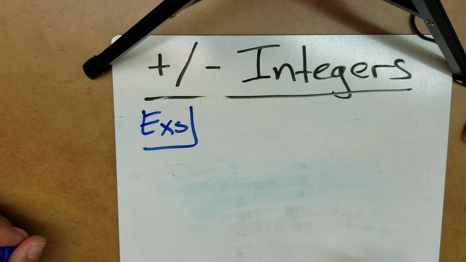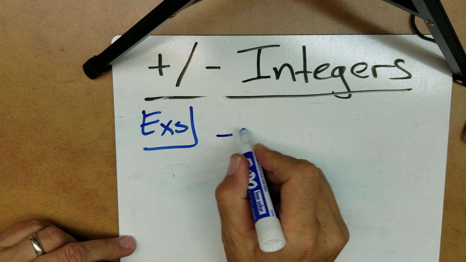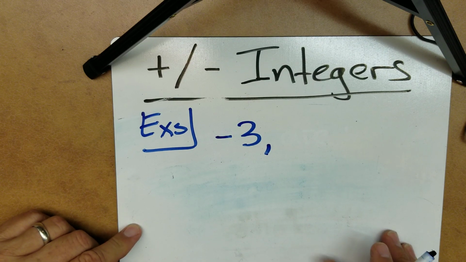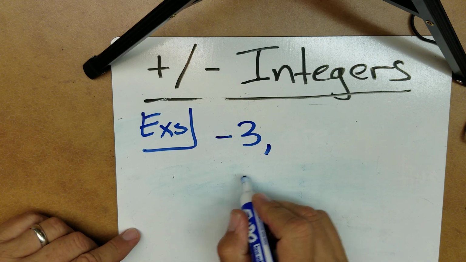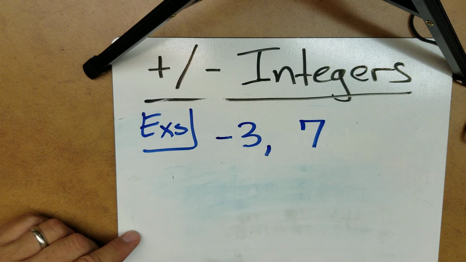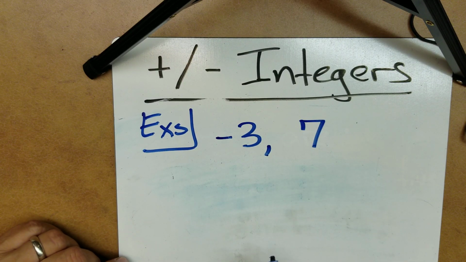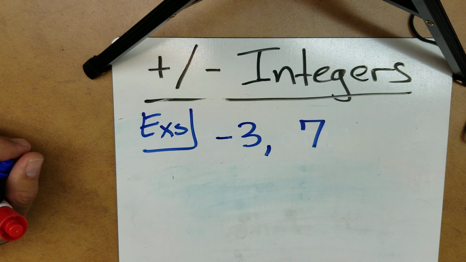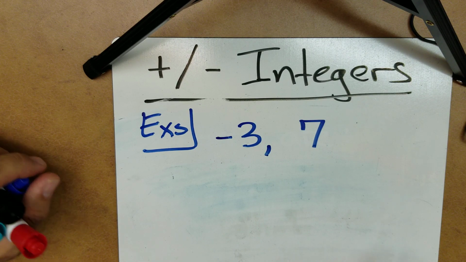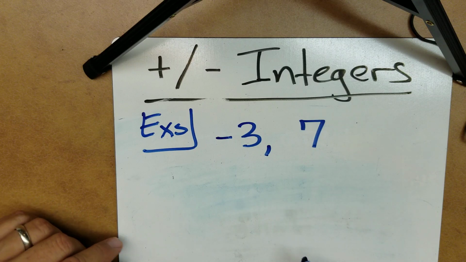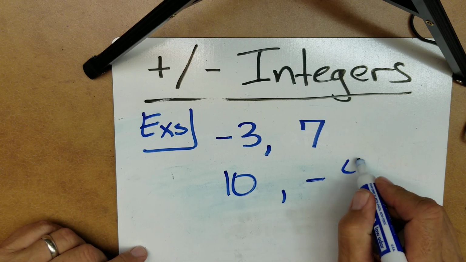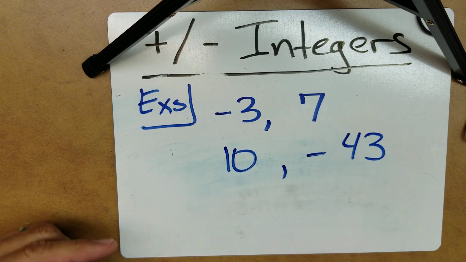Some examples of integers would be like -3. That is a negative whole number. Or how about another one? What about like 7? There's a whole number and it's positive. These are integers. Basically, you can't have fractions or decimals when we're dealing with integers. So -3, 7, those are integers. 10, sure. What about -43? Oh, definitely, those are all integers.